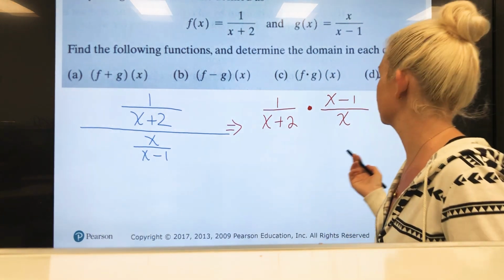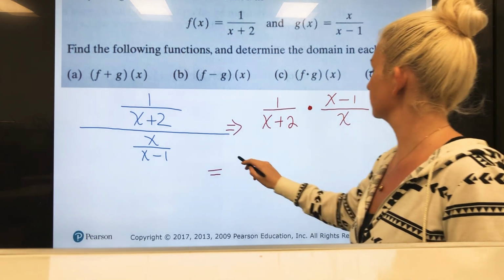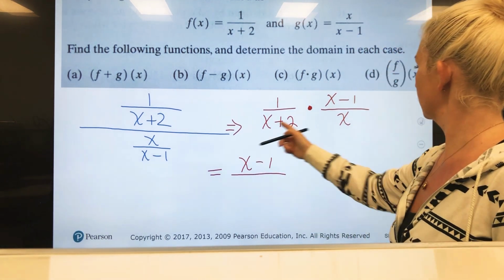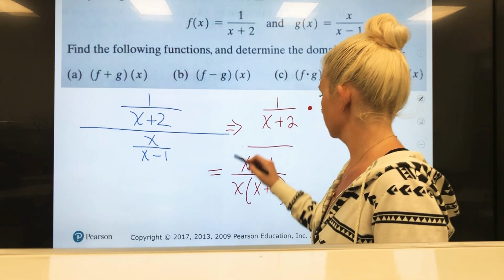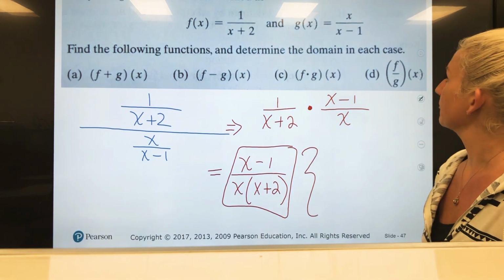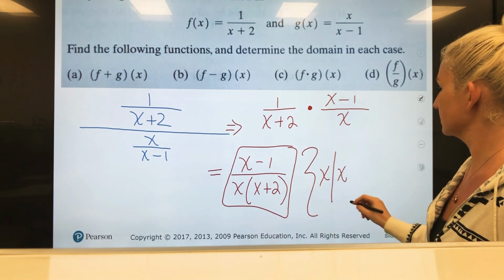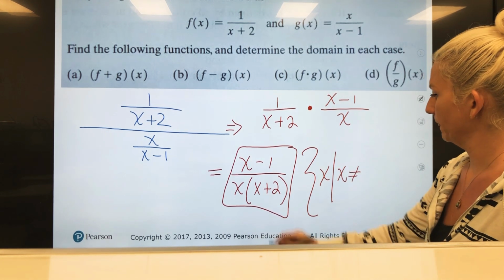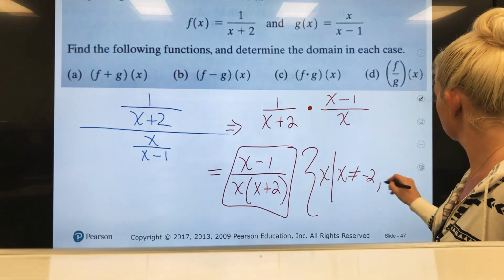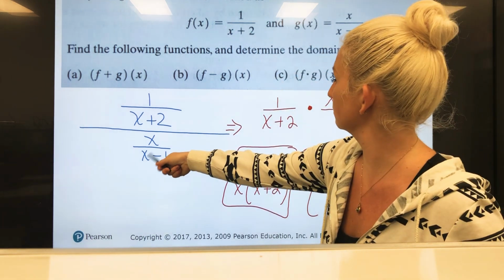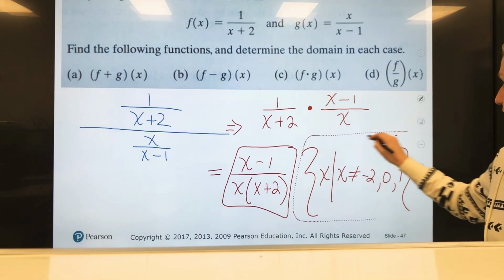It's actually probably still easier. So I'm going to multiply across here. 1 times x minus 1 is x minus 1. My denominators I'm multiplying, so I have my x plus 2 times x. So here we have it. And then for my domain, you have to make sure you go back and check everything. So it's x such that x cannot equal what? Negative 2, and 0. And you also have to make sure you check the original, which is 1. So here's my domain.